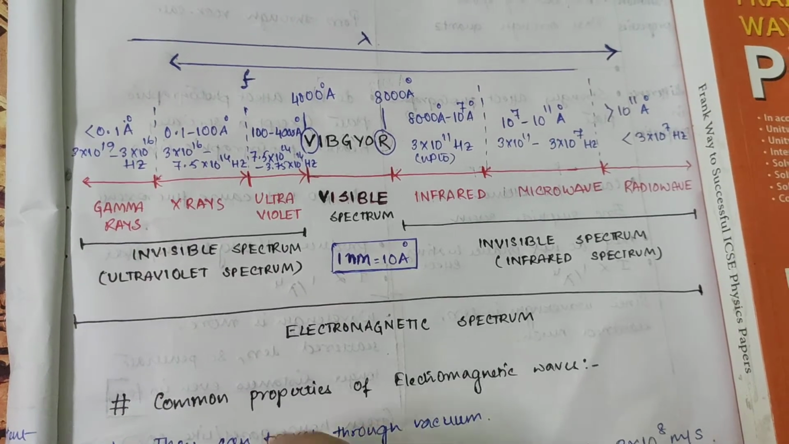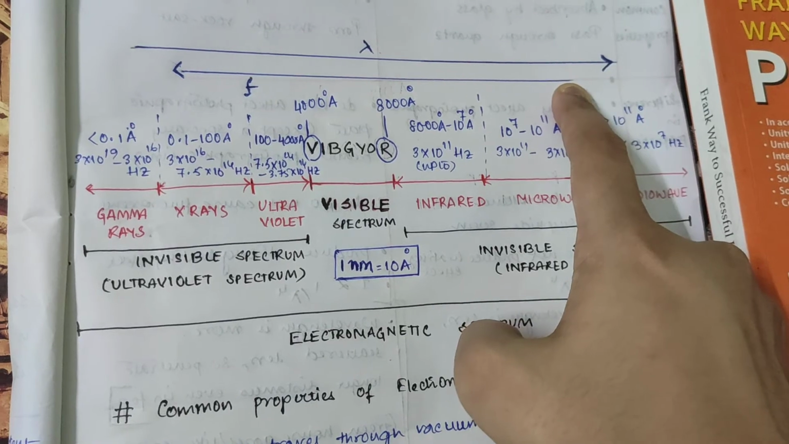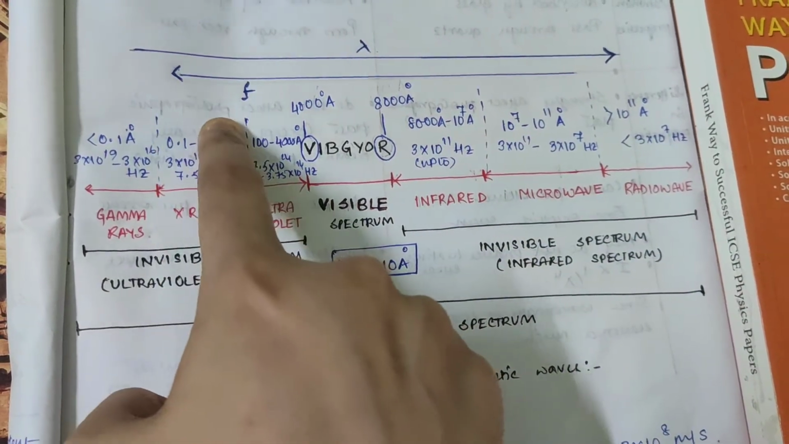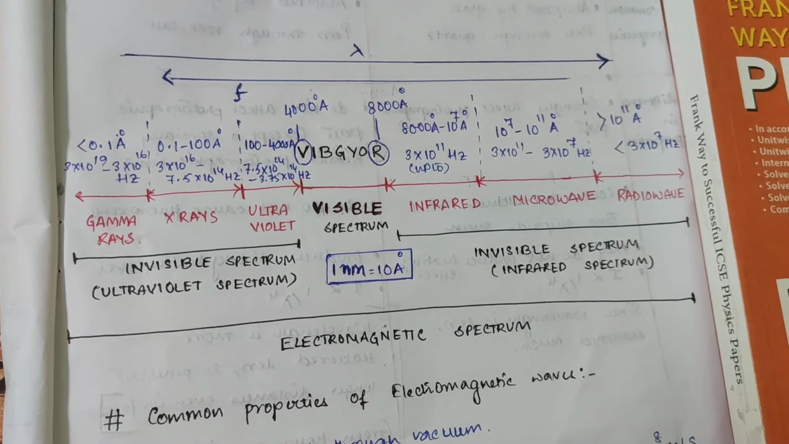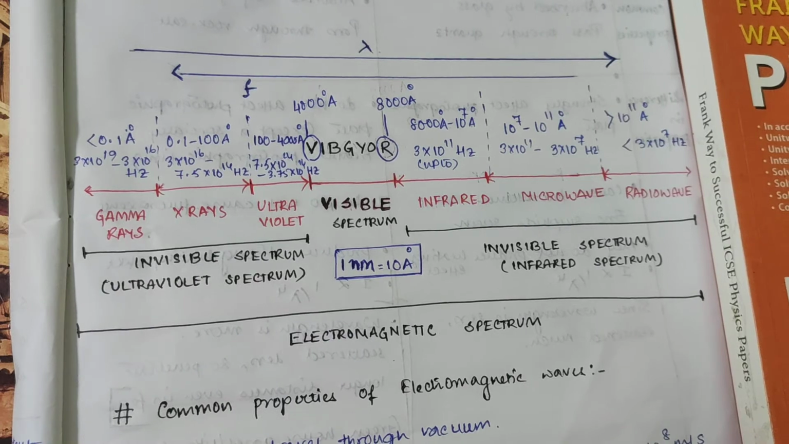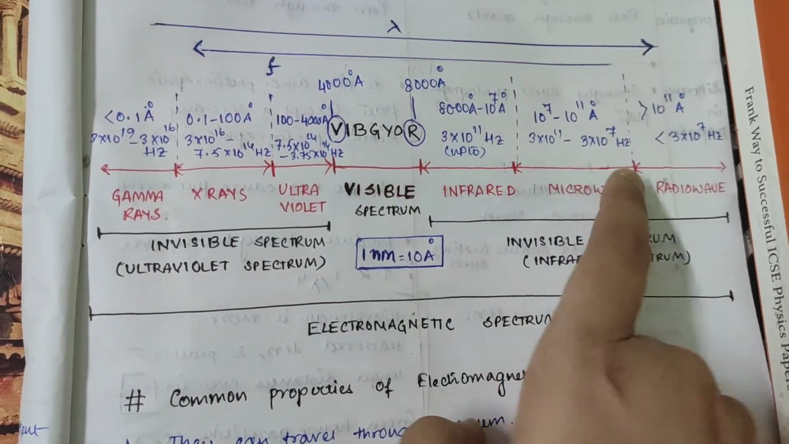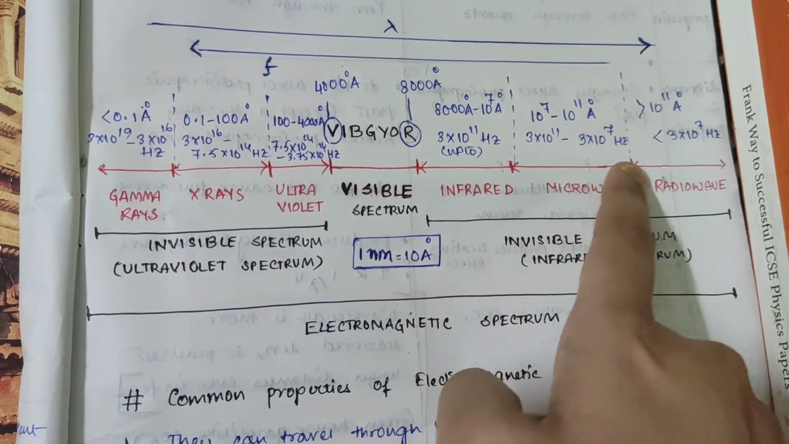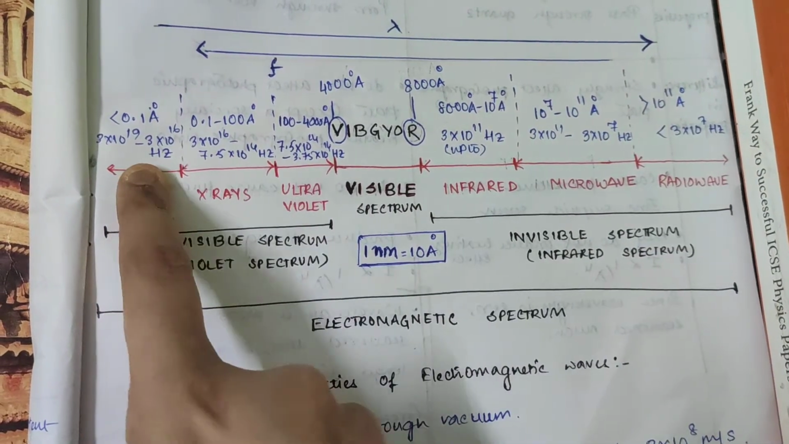And if wavelength increases in this order, frequency will increase in the opposite order, right? Because V equals F into lambda. If V is constant, then F is inversely proportional to lambda. So just see, the frequencies are decreasing in this order. That means frequencies are increasing in the other order.